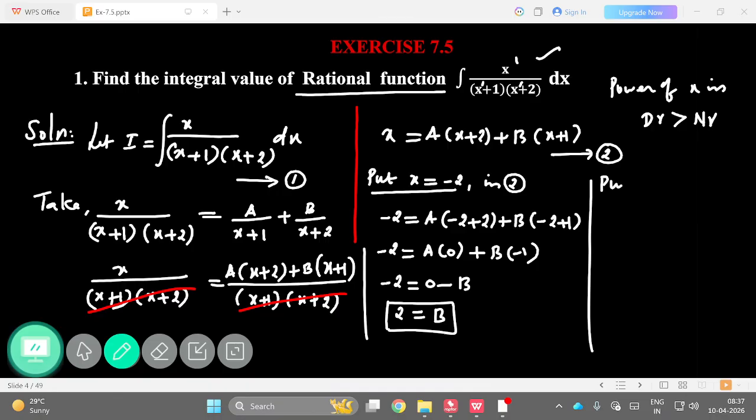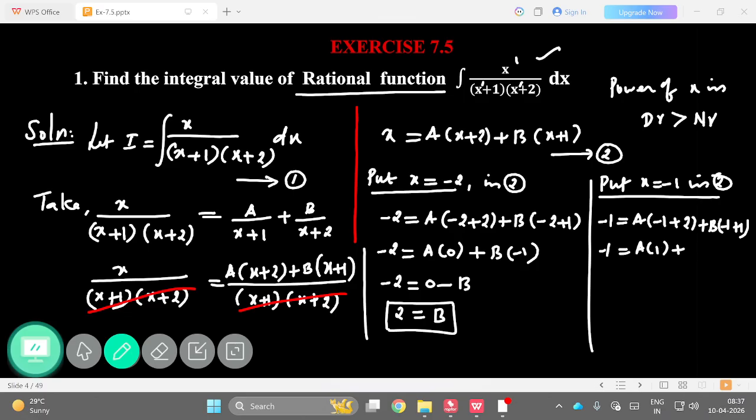After that, one more. Put x equal to minus 1 in equation 2. What are we going to get? Here minus 1 equal to a into minus 1 plus 2 plus b into minus 1 plus 1. Correct? Minus 1 equal to a into 1 plus b into 0. That is minus 1 equal to a. That's it. Any doubt? So this is finding a and b, and for the other variable c, the same method. Any doubt, students? Can I go next?